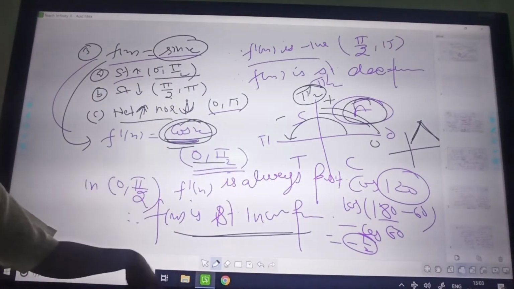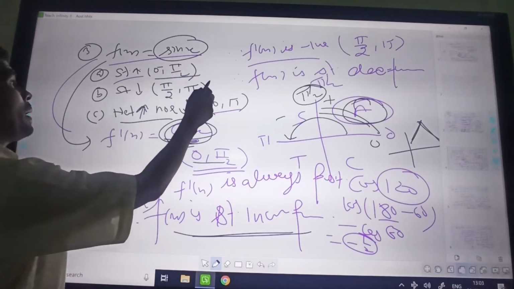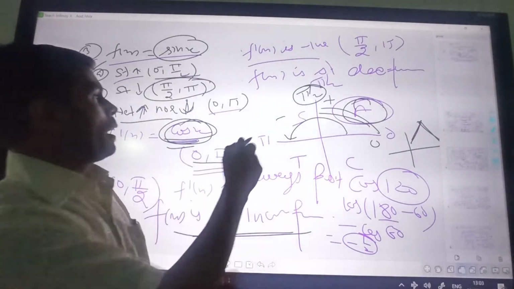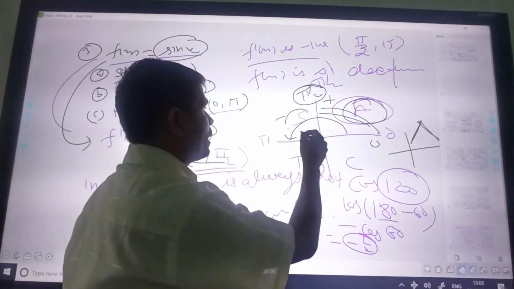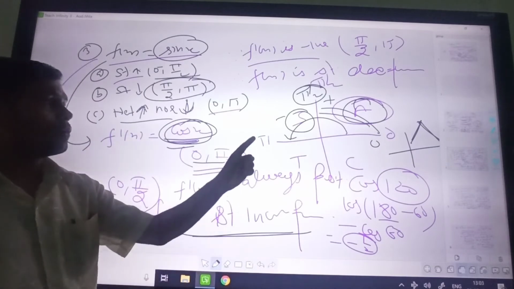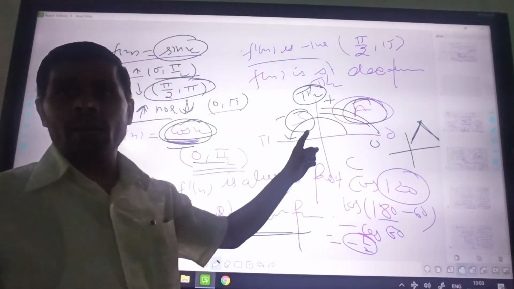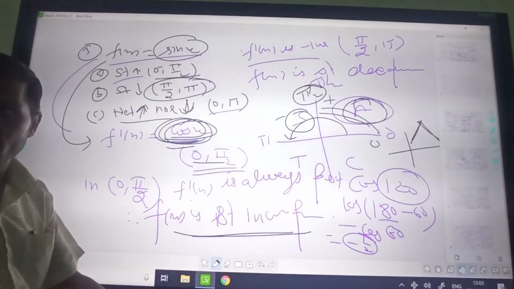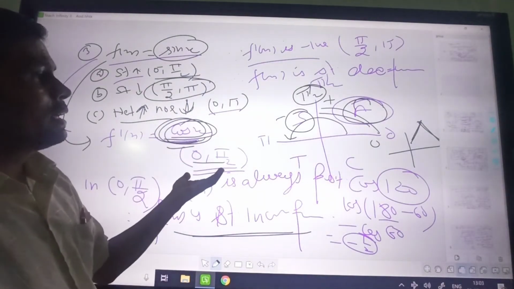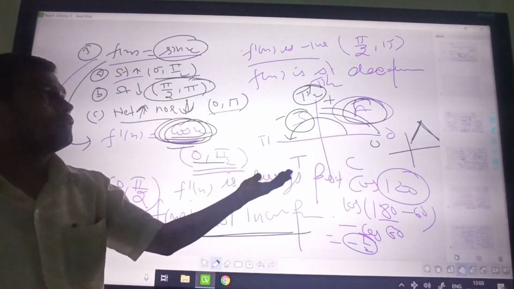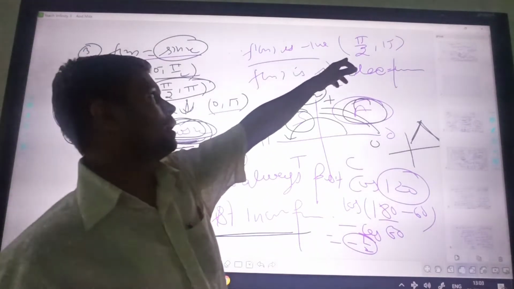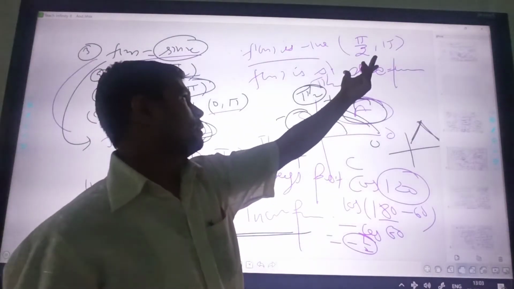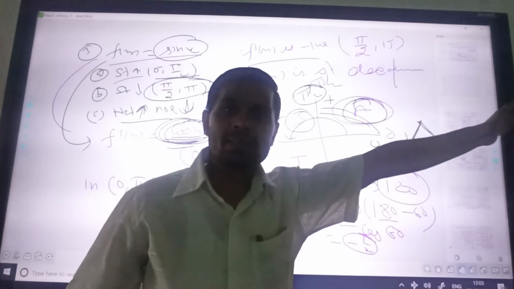Same thing, again we are taking the interval pi by 2 to pi. This means we are discussing the second quadrant. In the second quadrant, sine and cosecant are positive, the rest are negative. But here it is cos, so obviously it will be negative. When the value is negative, it will be a decreasing function. I have mentioned here, since f dash x is negative in pi by 2 to pi, it will be a decreasing function.